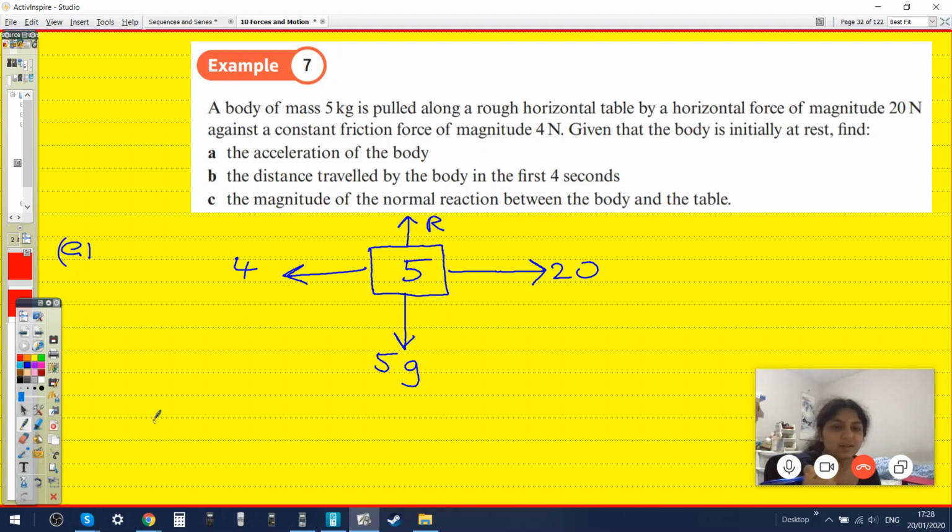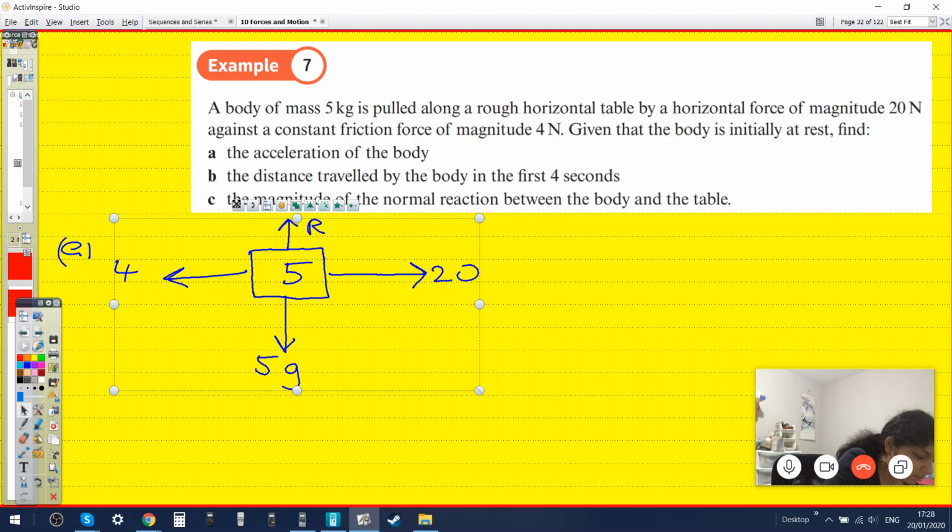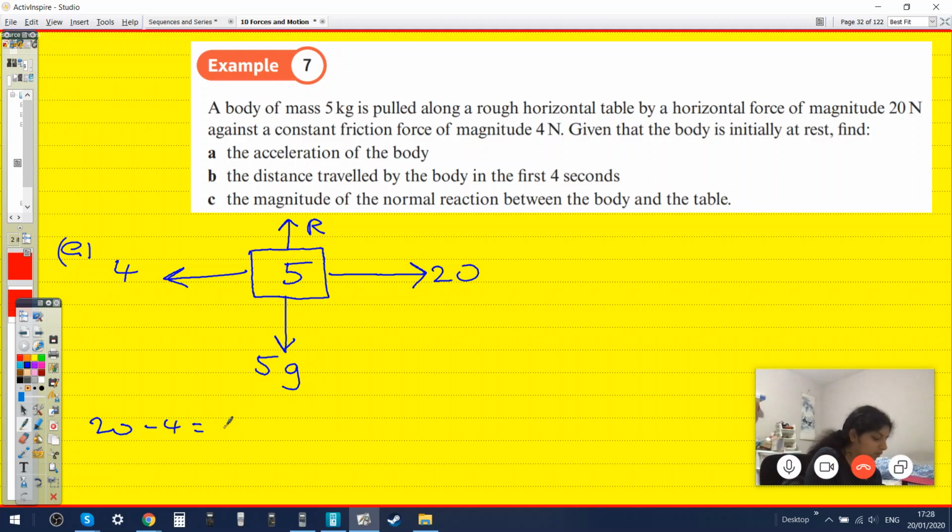Since you know that sum of F is equal to MA, then you can just do 20 minus 4. A is equal to 3.2, I think.